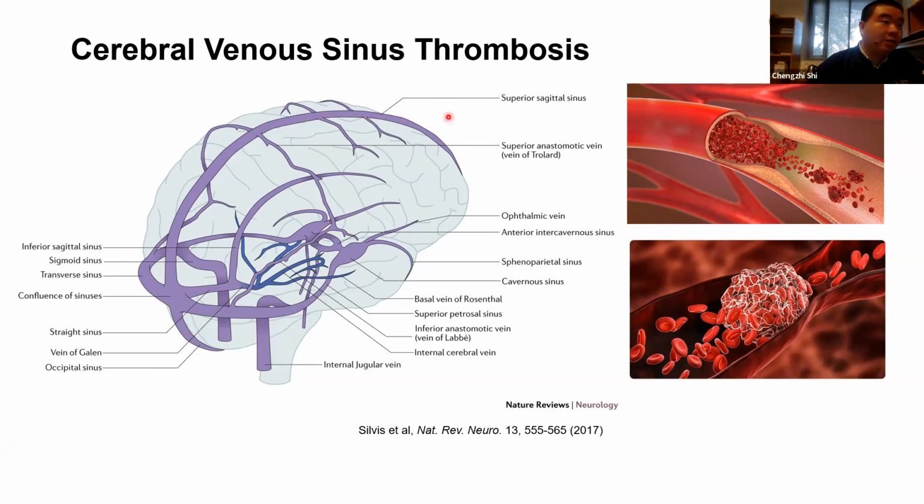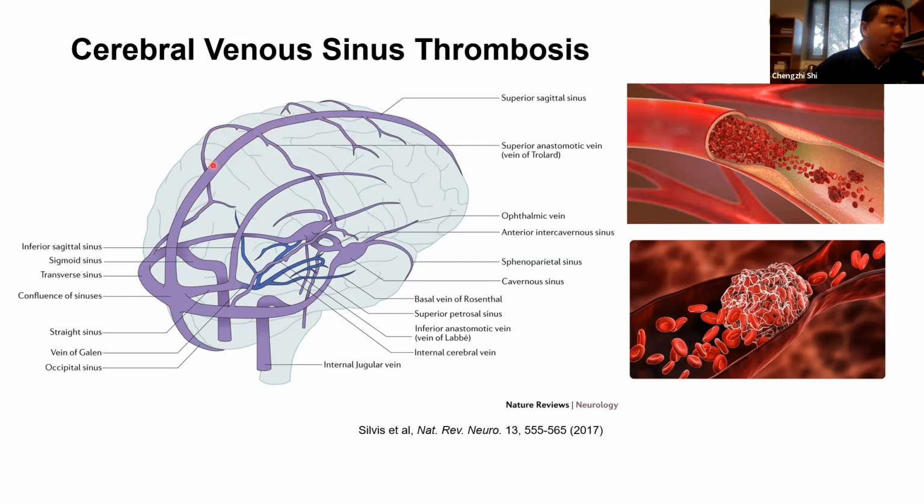CVST was rare, but with COVID, it has become very common because the COVID virus can induce the activation of platelets inside the sinus and result in the blockage of the sinus. Once you have the blockage of the sinus, it's very, very dangerous. I am not sure if you heard about the side effect of the vaccine, stroke, especially in young women. That's what happened. They actually had blockage in the venous sinus.